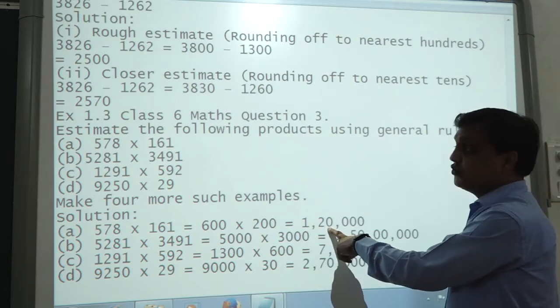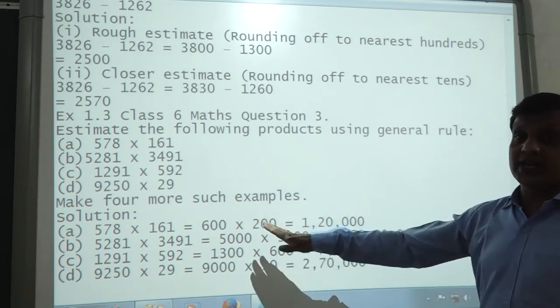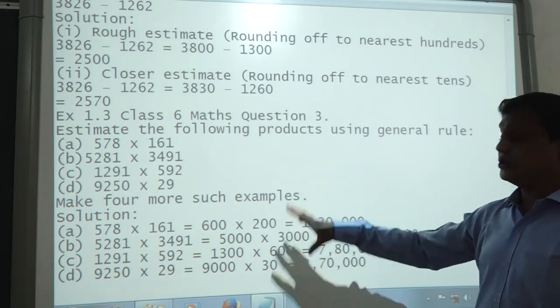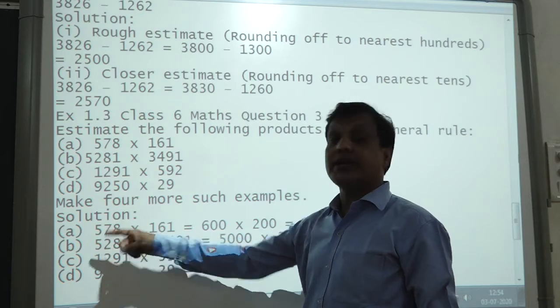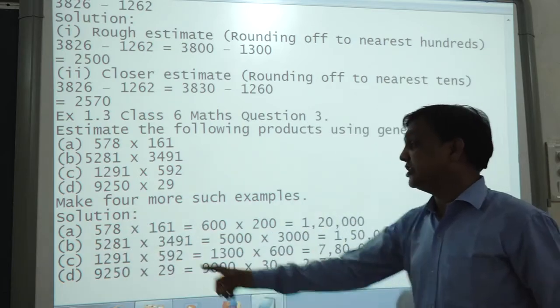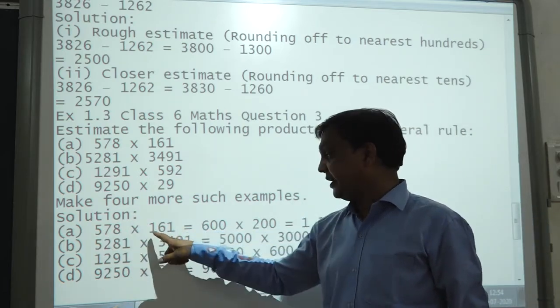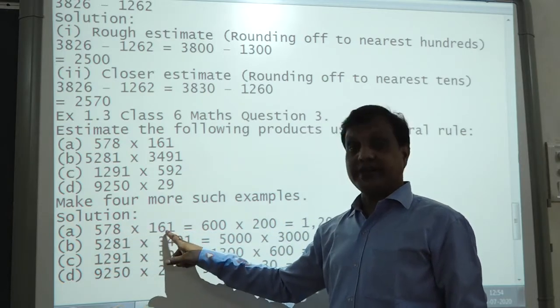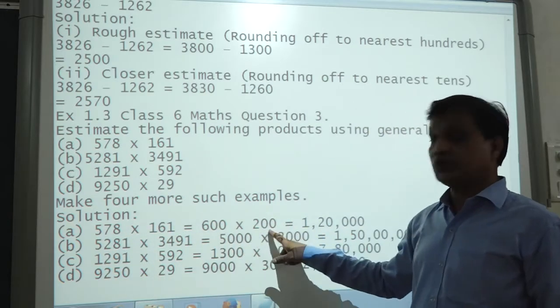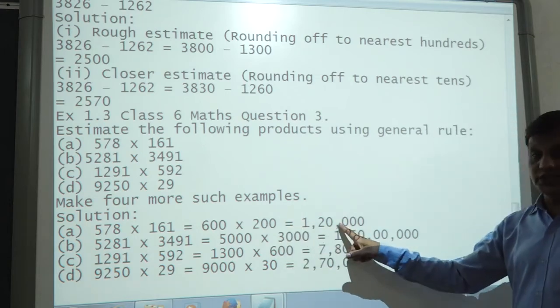1,20,000. So what we did here is convert the numbers using the general rule. You have to see the last digit, which is the 100, so you convert the number to the nearest 100. 578 became 600, 161 became 200, and 600 multiplied by 200 is equal to 1,20,000.